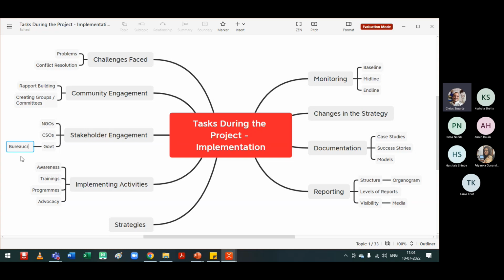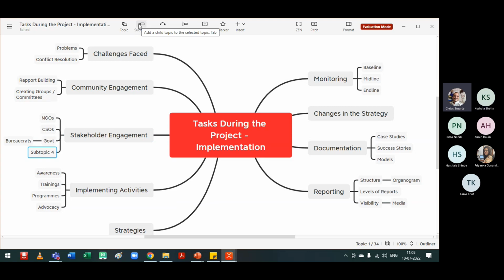Any other thing you think we are missing out on? Yes, on stakeholders, I forgot to mention that you could also look at the corporates. So you're looking at other corporates in the area, suppose you want to look at certain other corporates in the area.